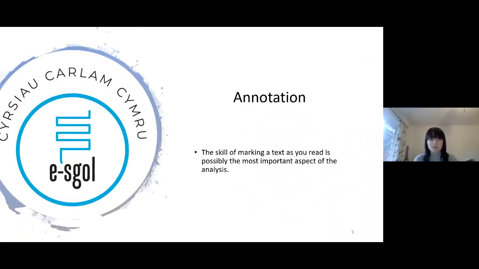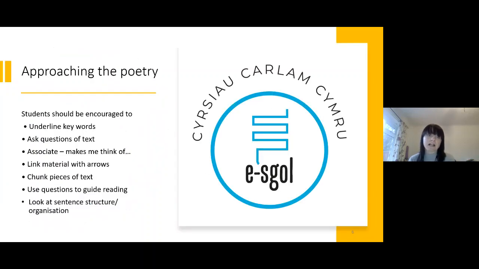Annotation, again, something which is often overlooked, but this is a skill that you should develop throughout the course of your time in your English lessons from year 7 all the way up to where you are now in year 13. So it's that ability to mark a text as you read it, and most definitely, like I said, one of the most important aspects of the analysis.